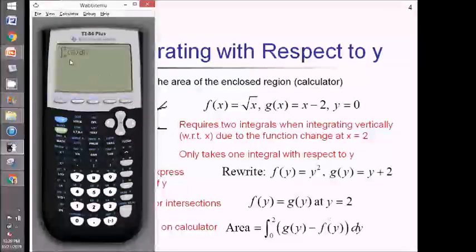So I want to do g of y. I'm just going to write that as x plus 2. I want to subtract f of y, so I'm going to subtract x squared. And over here, I'm going to put a dx. Enter, and that gives us 3.333.